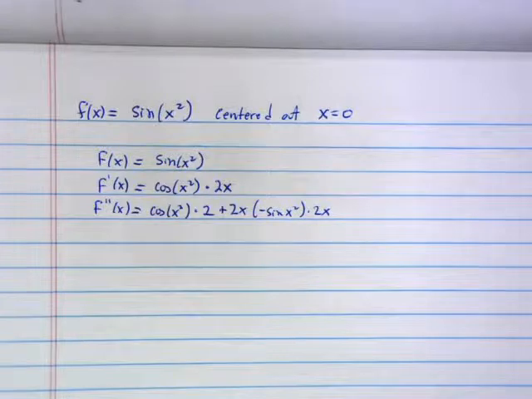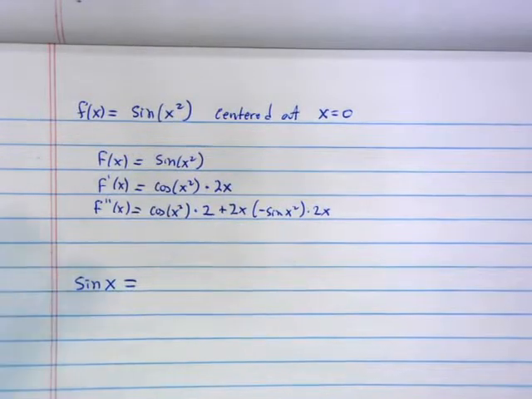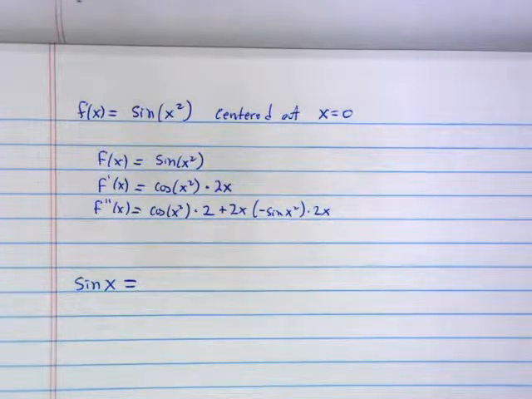Wolfram Alpha would be a good way. There's an even better way than that, believe it or not. Better than Wolfram Alpha. We figured out the other day the power series for sine x centered at x equals 0. Anybody remember what the power series for sine x centered at x equals 0 turned out to be?